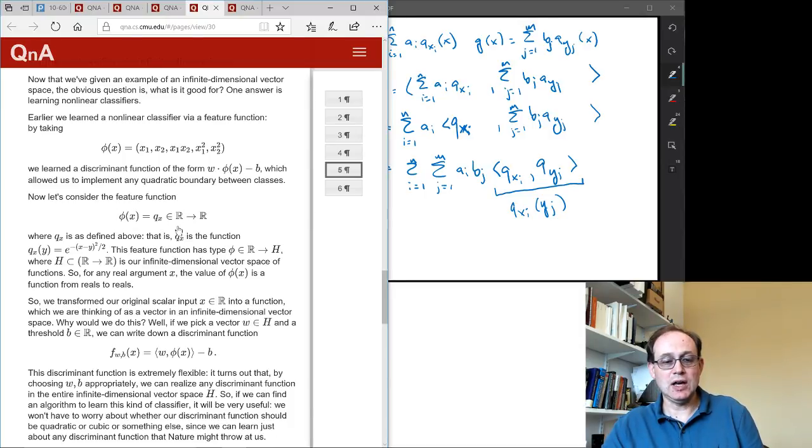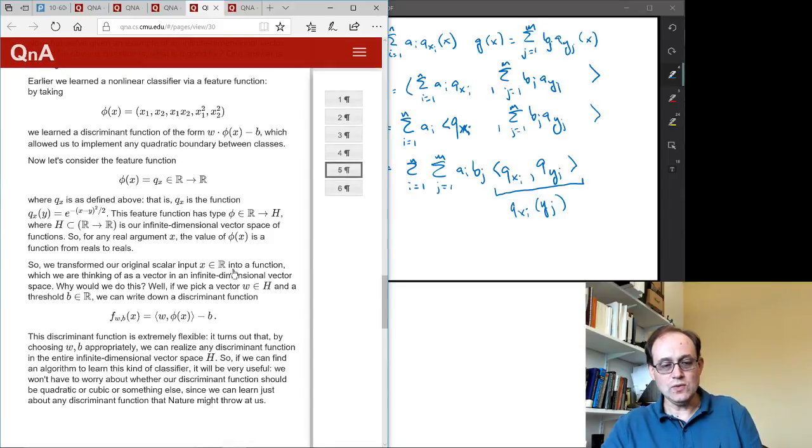So the feature function has type R to H, right? Where R is the single real number x, and H is our infinite dimensional vector space of functions, right? So it's a subset of the set of real valued functions of one argument. Right, so again, make sure that you keep your types straight here, right? We're thinking of the output of phi of x as itself a function which can take an input, which is a real, and produce an output, which is a real.